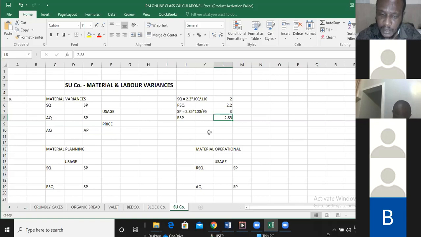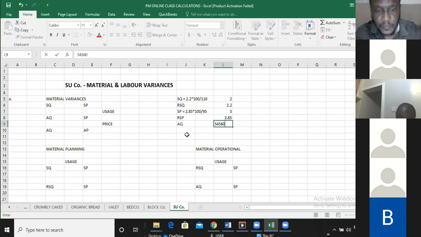560 meters. What's that now? Our actual quantity, Abi? Price. Yes. Be careful, guys. That's not actual quantity. That's production quantity. So actual quantity is what's that? 54560. All right. What's next? I think that's all for that. I hope that's all.